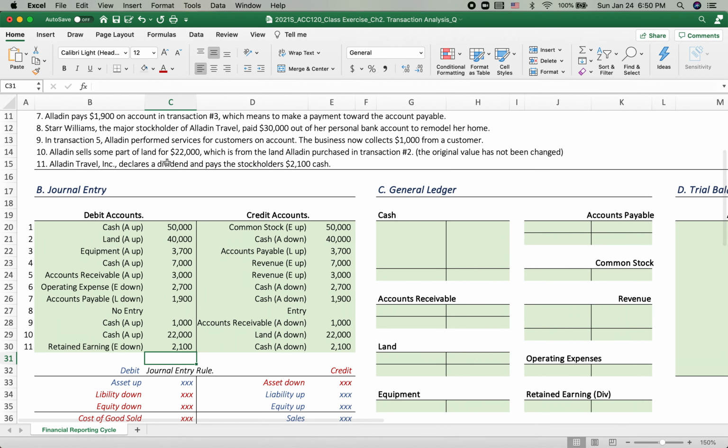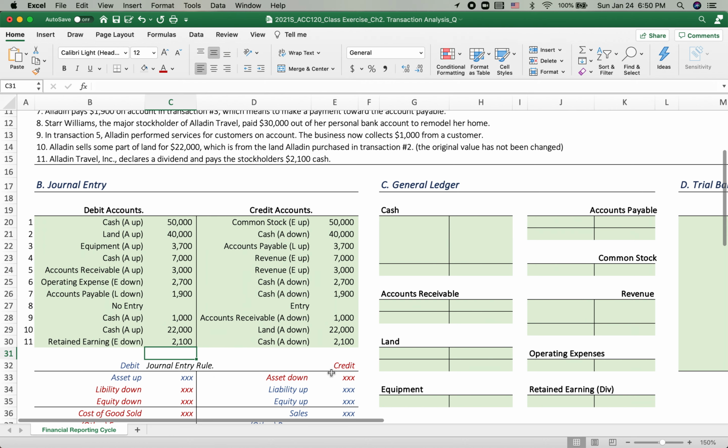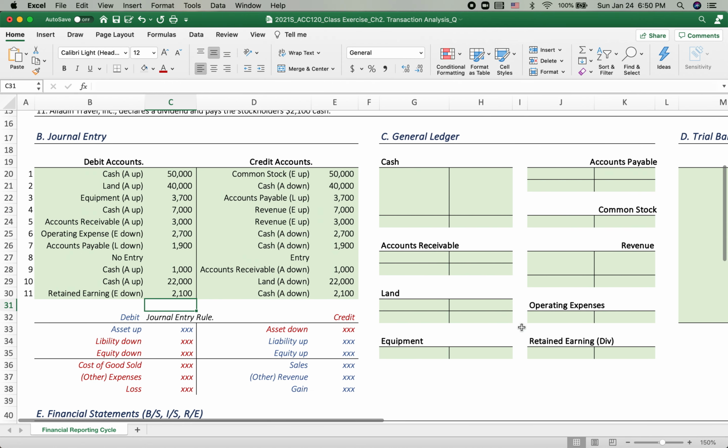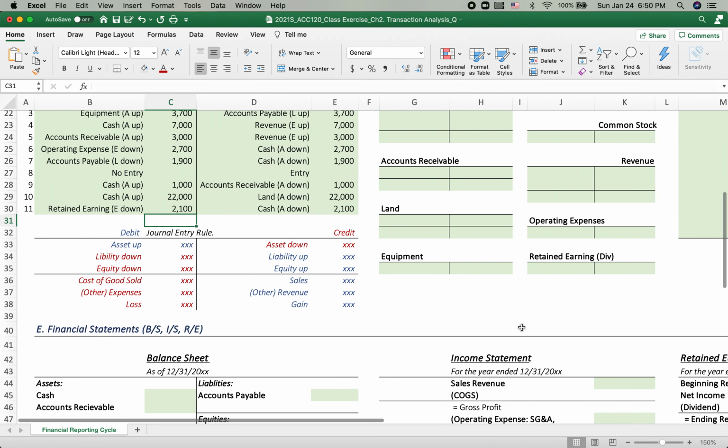Okay, so we are going to practice this journal entry transaction almost the entire class. But yes, this is very simple transaction practice. Now we will post all these journal entries into the general ledger and trial balance, and then we'll make the financial statements in the next video clip.